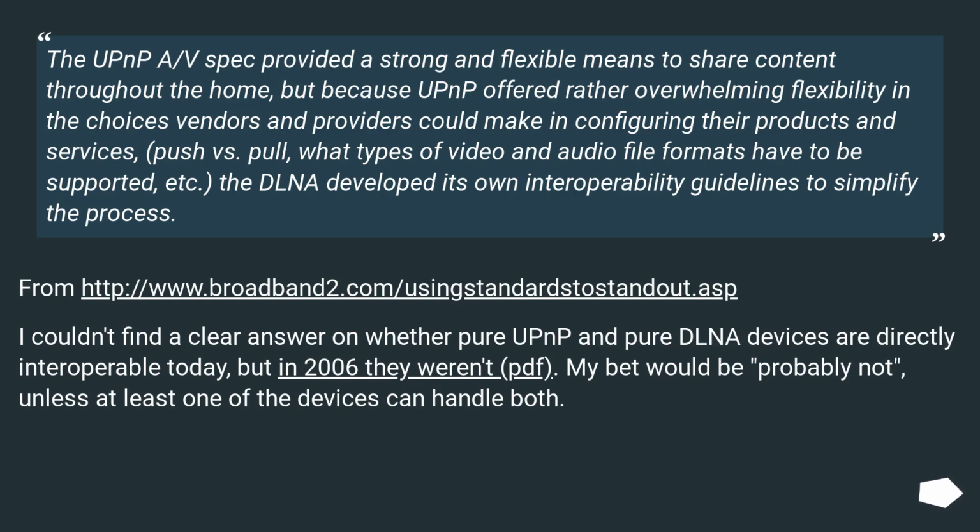to simplify the process. From this URL, I couldn't find a clear answer on whether pure UPnP and pure DLNA devices are directly interoperable today, but in 2006 they weren't. PDF. My bet would be probably not, unless at least one of the devices can handle both.